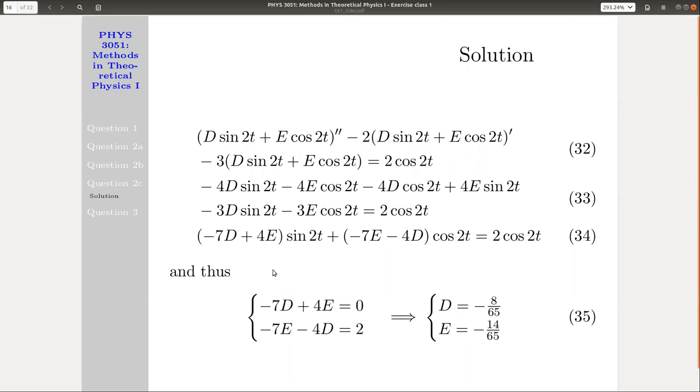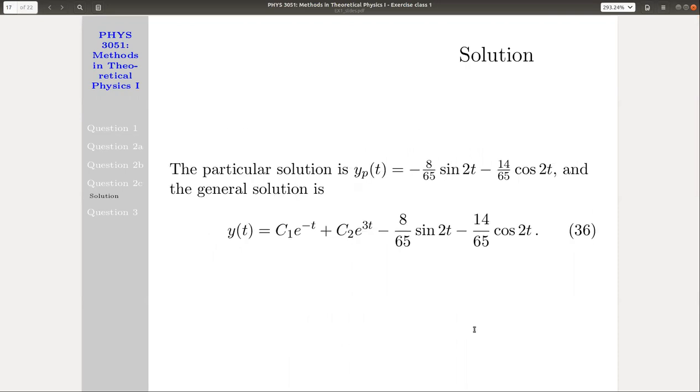And then lastly, you solve for d and e, and you should be able to get d to be minus 8 over 65 and e to be minus 14 over 65. Then you just combine the results of the homogeneous solution and the particular solution together, and you get the general solution here.